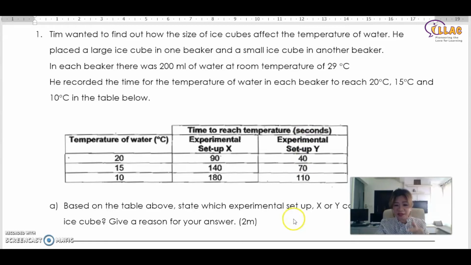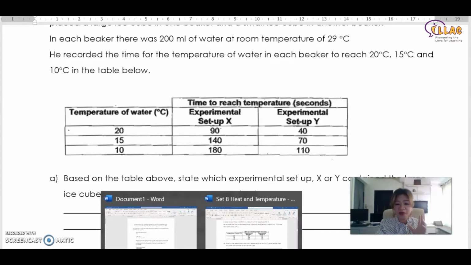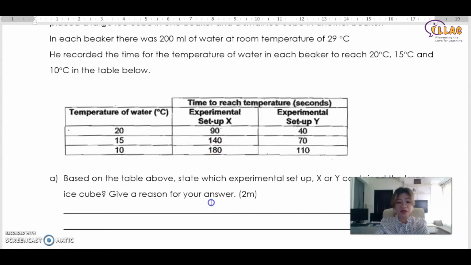Setup X took 90 seconds to reach 20 degrees Celsius, 240 seconds to reach 15, 280 to reach 10. Experimental Y took relatively less time, which means it cools down faster. Based on the table above, state which experimental setup, X or Y, contained the large ice cube. Very obvious answer, Y. Okay, why do I say very obvious? Because Y cooled down much faster. So if it cooled down much faster, it must be because it has a huge ice cube, isn't it?